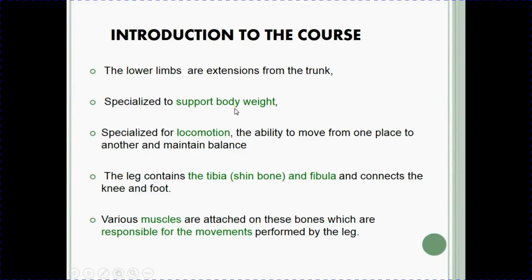To the course. The lower limbs are the extensions from the trunk. They are specialized to support the body weight. They are specialized for locomotion, which is the ability to move from one place to another, and the lower limb is specialized to maintain the balance of the human body.